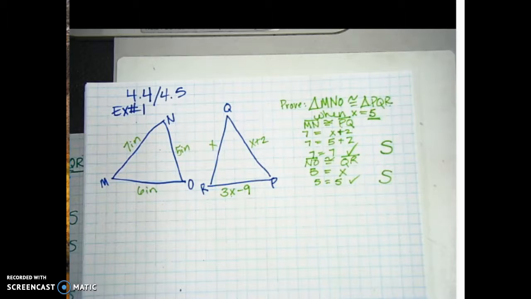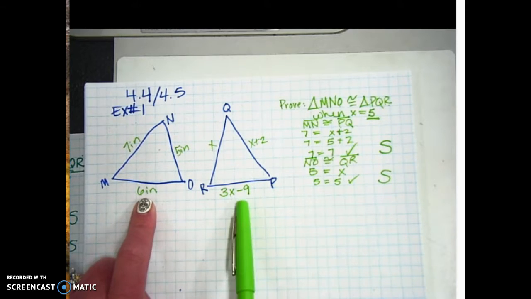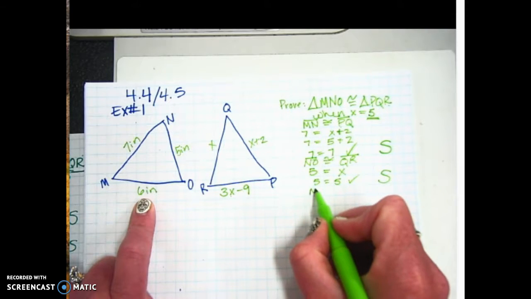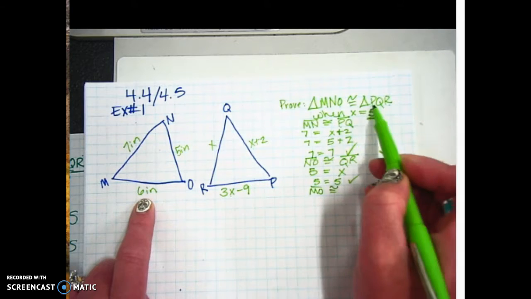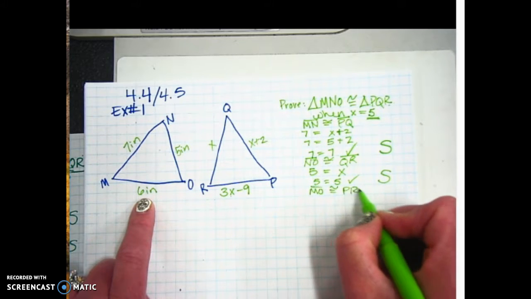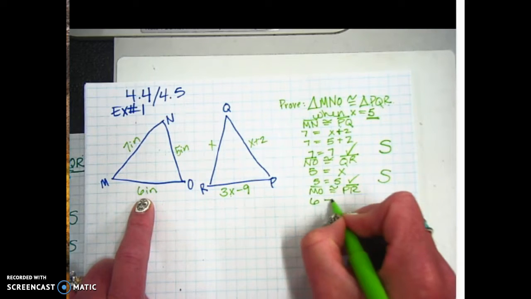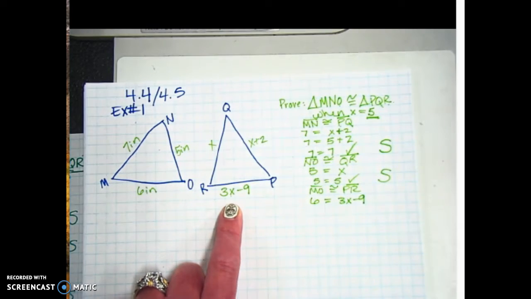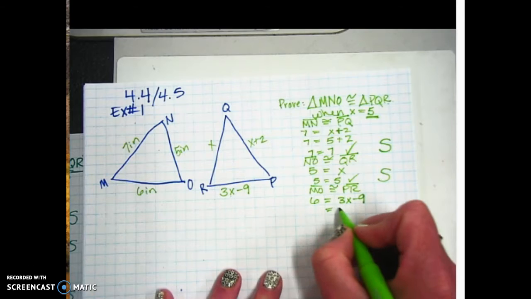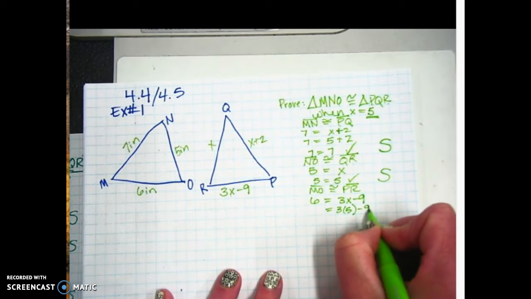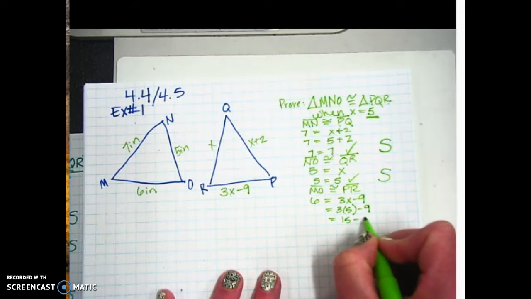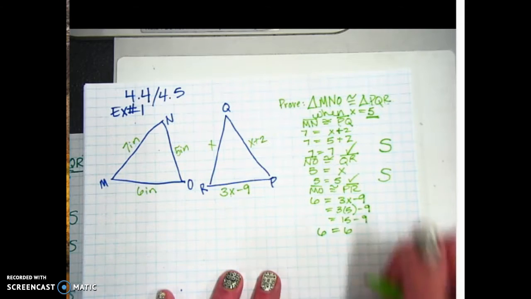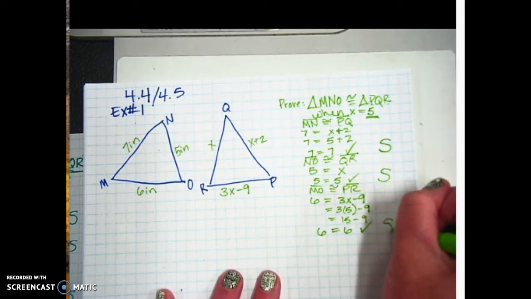There's one more side, right? We haven't used the 6 inch and we haven't used the 3X minus 9. The 6 inch is the MO. So the first and the last letter should be congruent to the PR. MO says 6. PR says 3X minus 9. And then we just want to plug our 5 in here. So we're going to go 3 times 5 minus 9. 3 times 5 is 15. And 15 minus 9 is 6. So we get 6 equals 6. So we say yes.